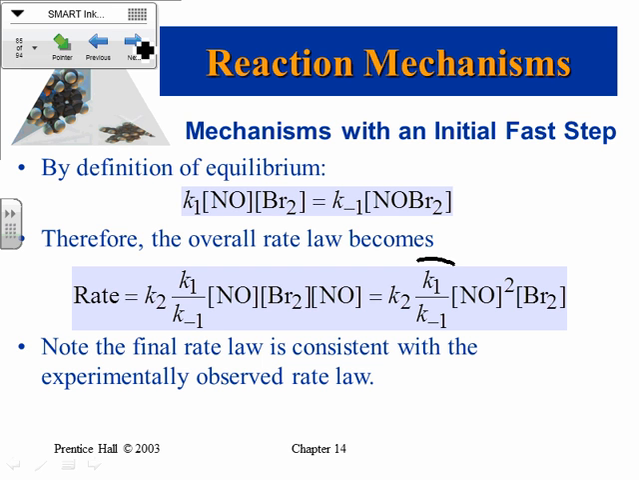The rate equals K2 times K1 over K minus 1. That's supposed to be an exponent. No, I guess it's not. Times the NO squared times the Br2. That's consistent with the experimentally observed rate law. Because you take this whole mess right here, K2, K1, K minus 1, multiply all those constants together, and then you just end up with a constant K.